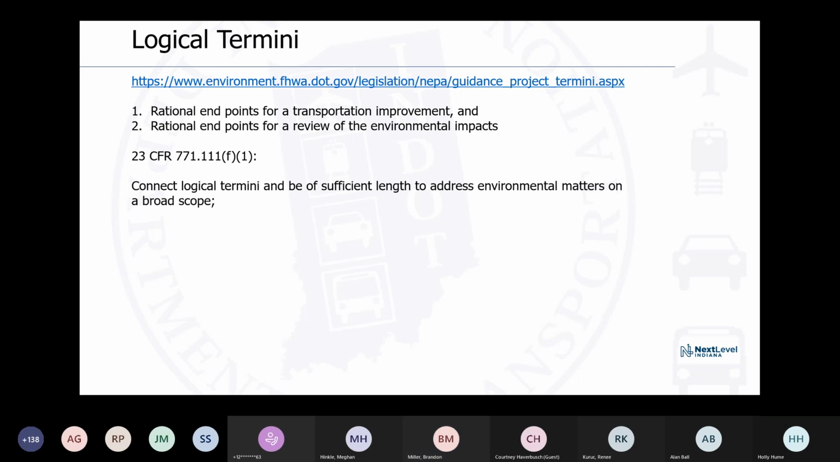So the other thing on this list is 23 CFR 771.111(f)(1). And this is where it's codified and discussed about connect logical termini and be of sufficient length to address environmental matters on a broad scope. So just be aware that there is a CFR that covers logical termini.